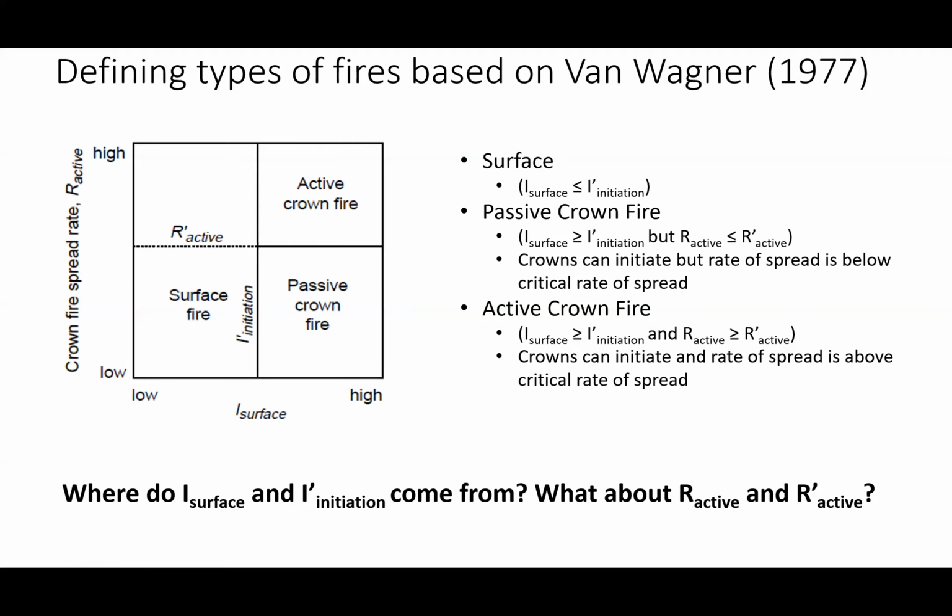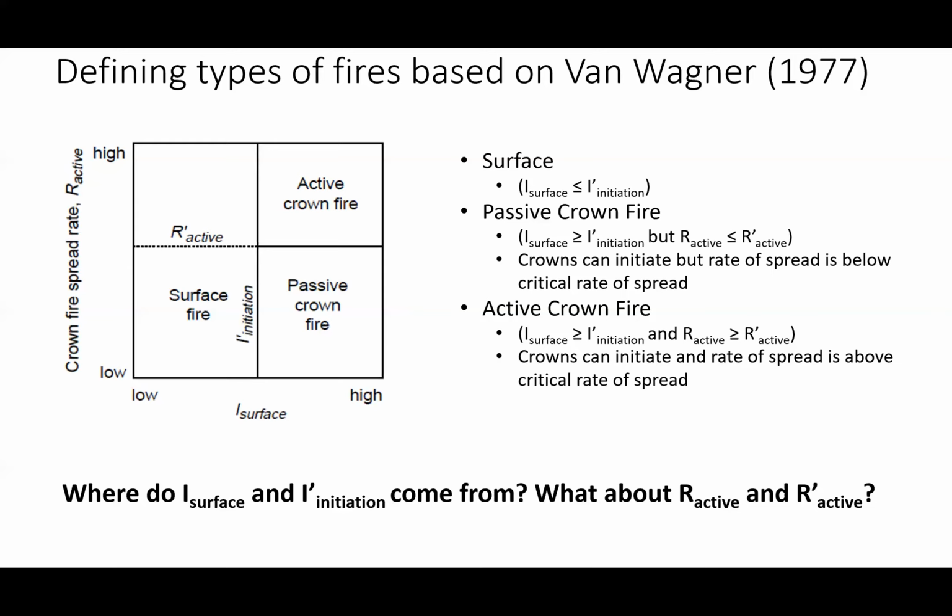So where do these values come from? Where do we get I surface? I surface is the intensity. Yes. So that's just whatever the surface fire intensity is. In our case, right, we usually will get that from Rothermel 72. But theoretically, you could also use a field measurement or something.